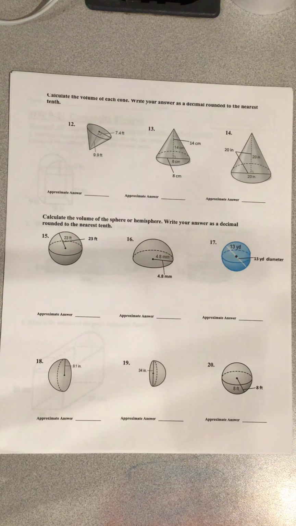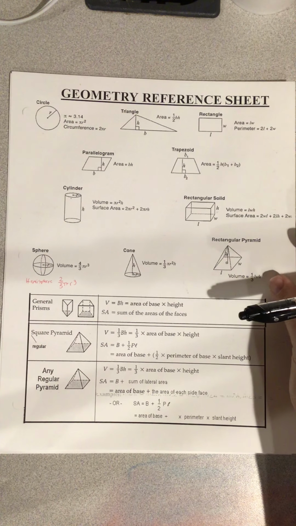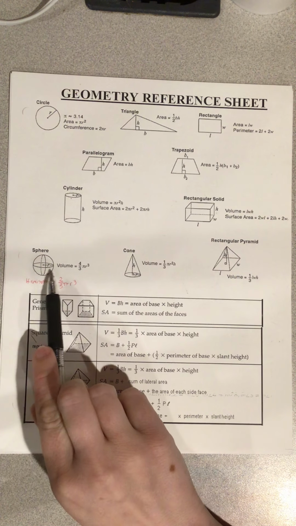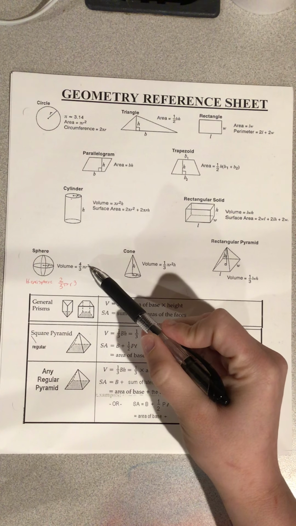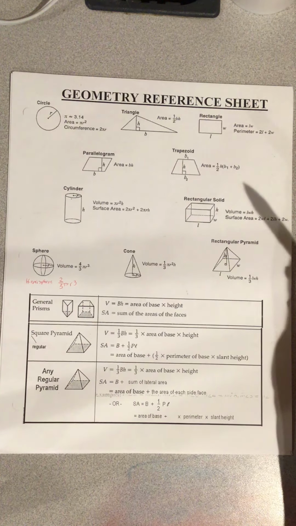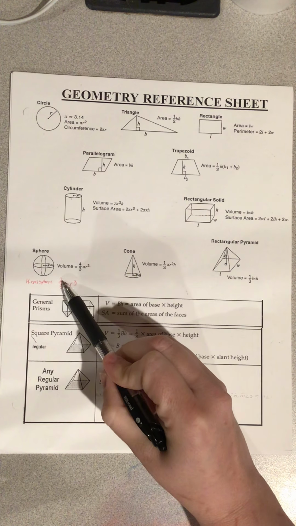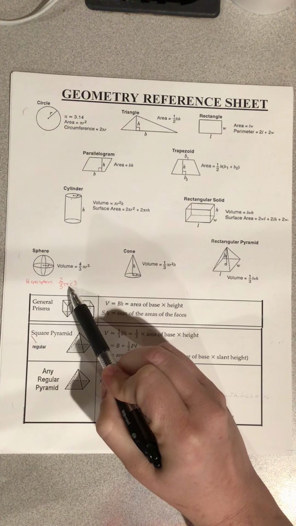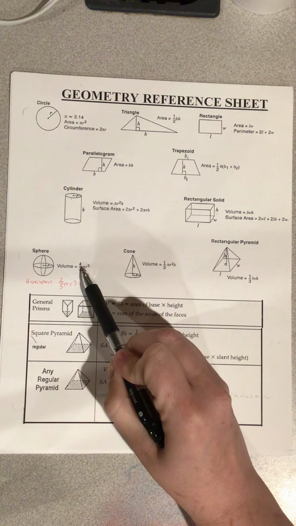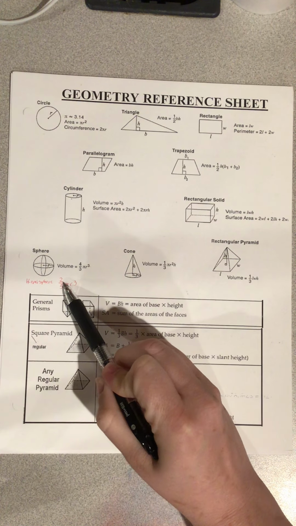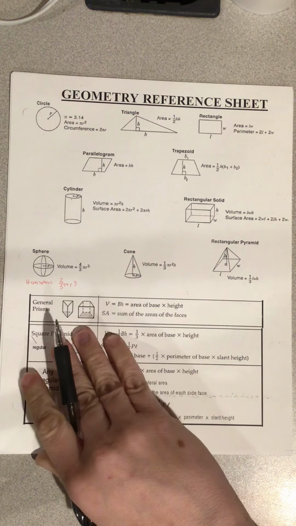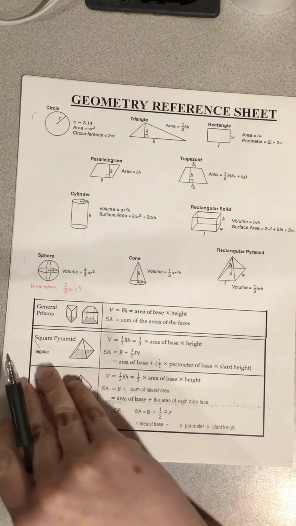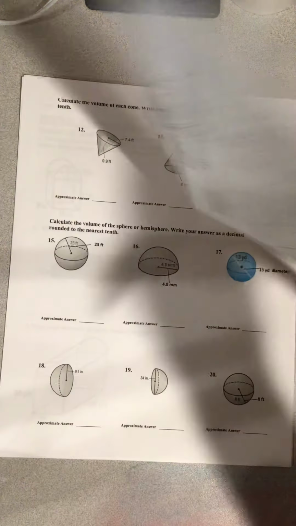Okay, so how about a sphere? A sphere and a hemisphere. Let's look at these. So the volume of a sphere is 4/3 times pi times r cubed. But the volume of a hemisphere, if you'll notice, is 2/3 pi times r cubed. So the sphere has a 4 on top and the hemisphere has a 2 on top. You're just cutting it in half. But it's the exact same thing with the pi r cubed.